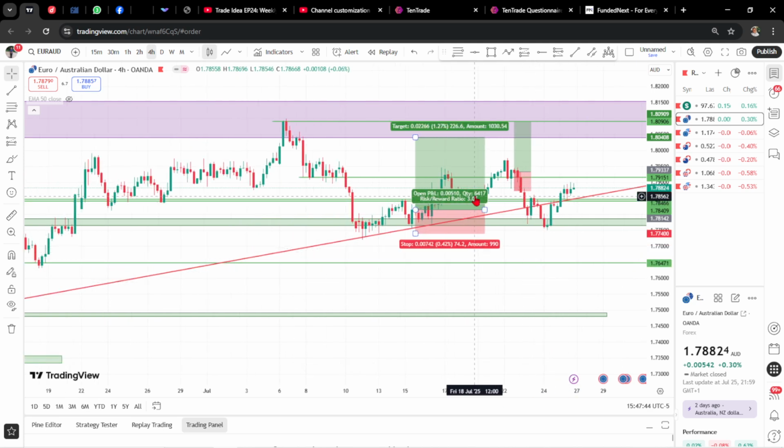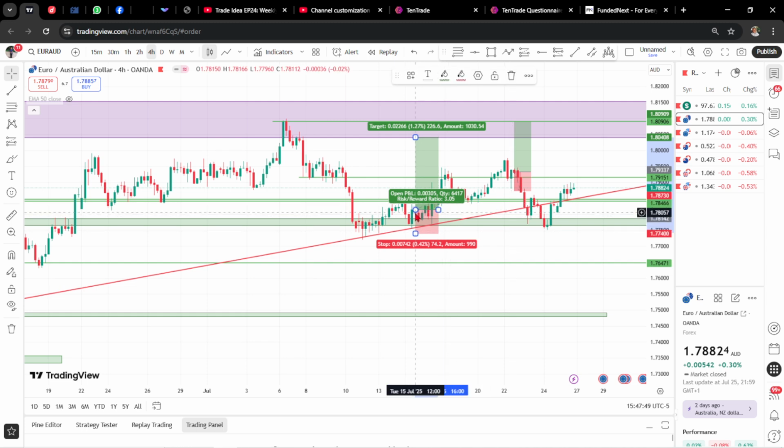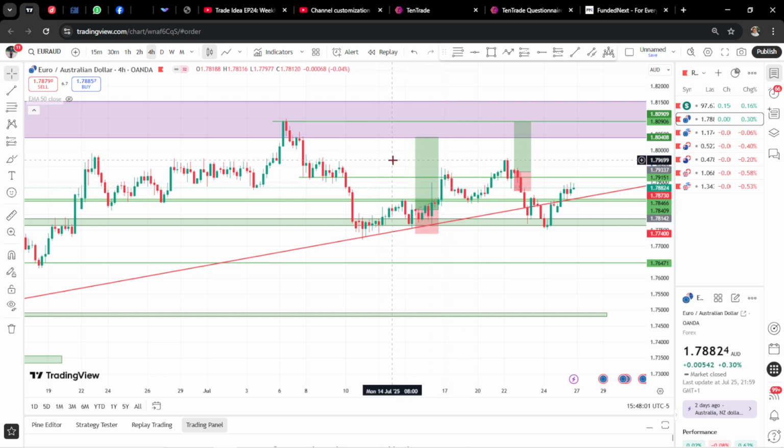Let me just remove this one. So this was my first trade on Euro AUD. I analyzed and talked about how I entered this particular trade in my previous video. So if you want to know how I entered this trade, just go back to my previous video and watch it. After I entered this trade, I was going to enter a second trade.